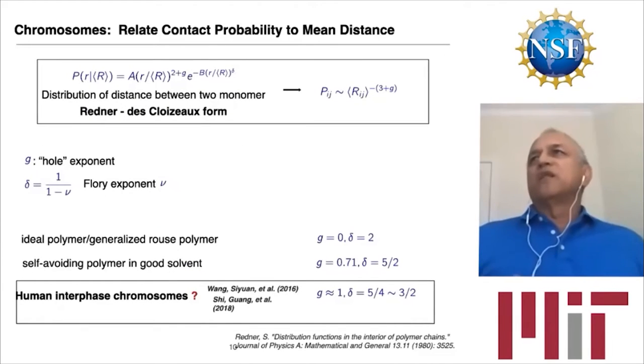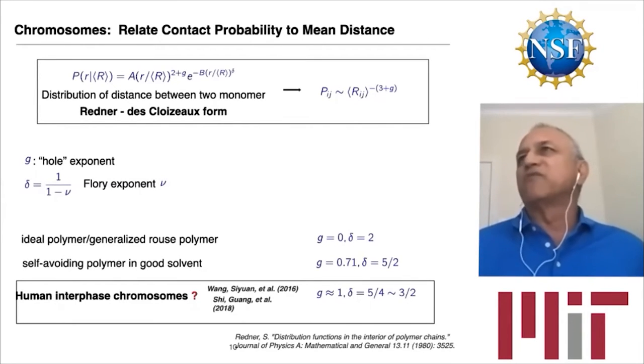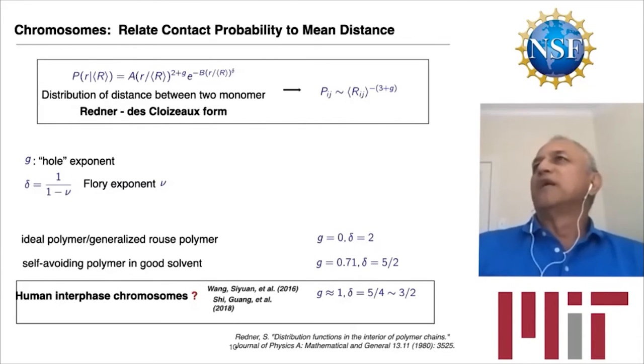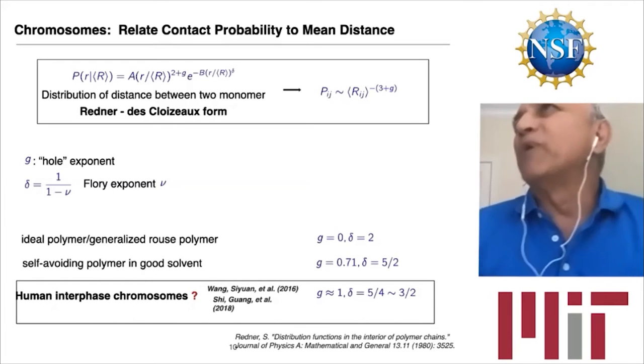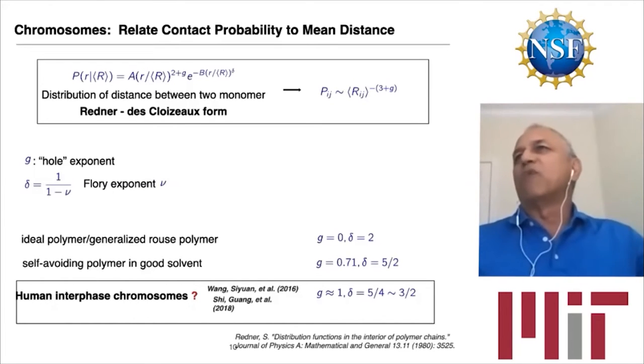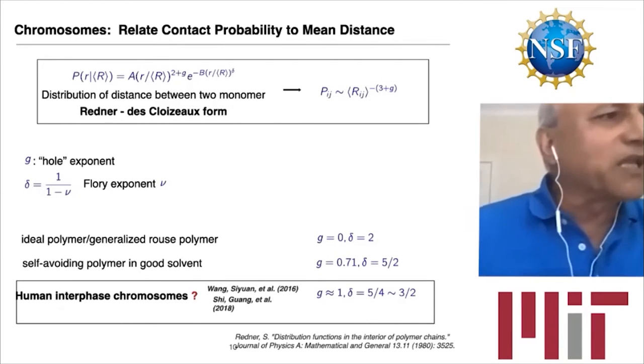So the objective is to relate the contact probability to mean distances. In the case of the general Rouse model, it's a power law, as shown on the right-hand side of the top box, that Pij is algebraically related to Rij to the minus an exponent. It's a power law decay. But if G were zero, then I go back to the model that we introduced a long time ago. That's a Rouse model, for which you can perform analytic calculations. But that's not the case here.